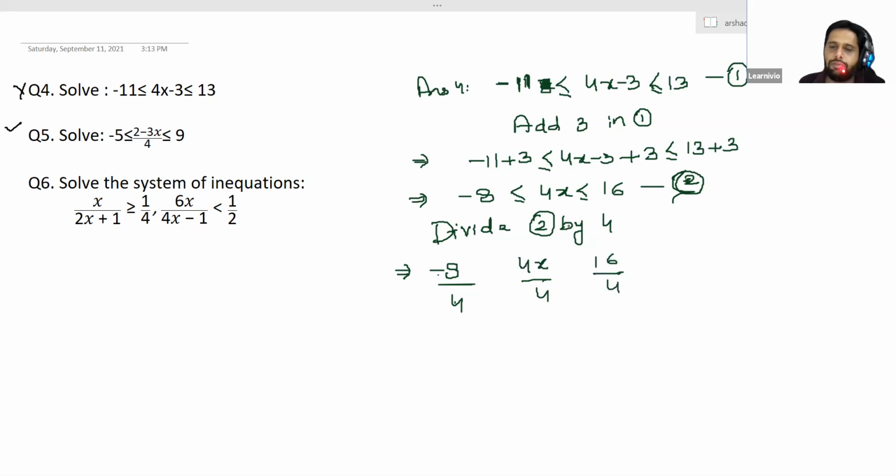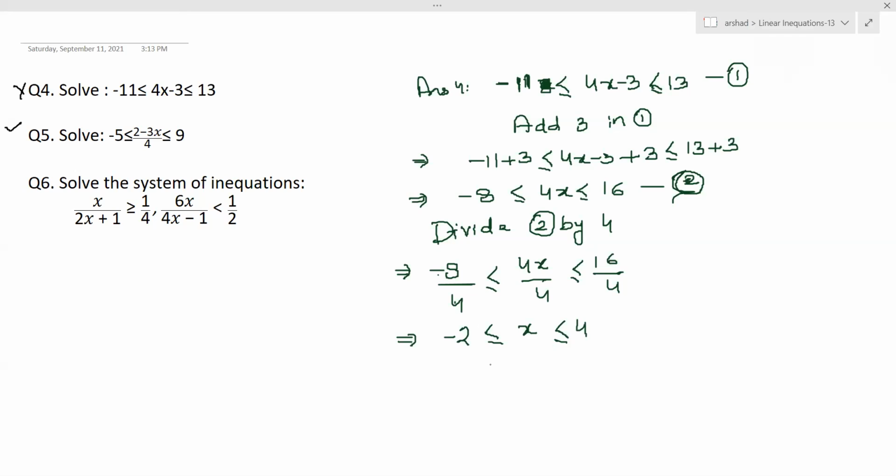So Joan, if you're dividing this by 4, will the sign of inequality change or not? No, sir. No, because we are dividing by a positive number. The sign of inequality will remain the same, and we will get -2 ≤ x ≤ 4. So this is the final answer.